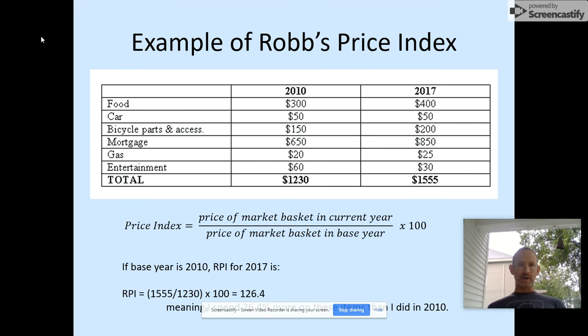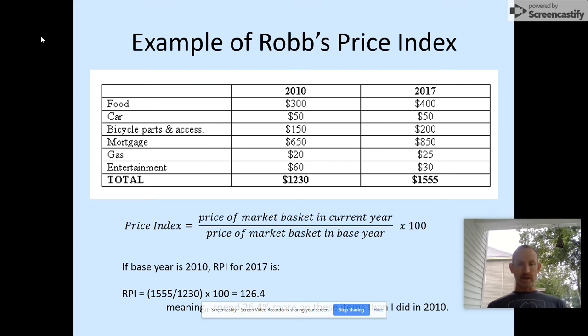So here's an example. If I were to do a price index of the things that I commonly purchase over time, here might be a sampling of what I would have spent on these things in 2010, and what I spent in 2017. You can see that my entertainment budget has gone down considerably because I've had some kids in those years. If we make the base year 2010, then to compute Rob's price index, RPI, for 2017, it would be 1555 divided by 1230, multiply by 100, and you get 126.4.